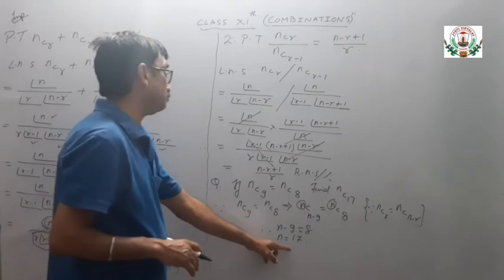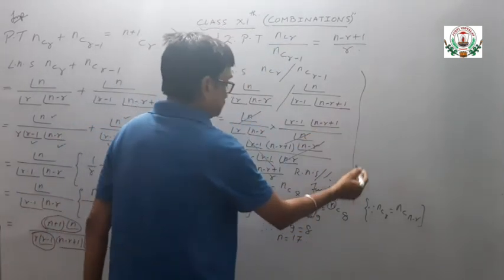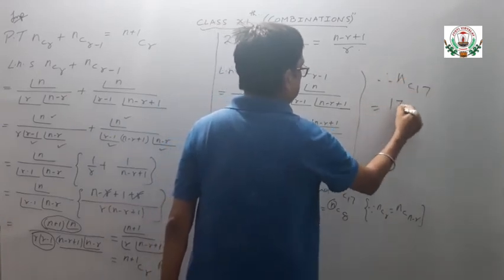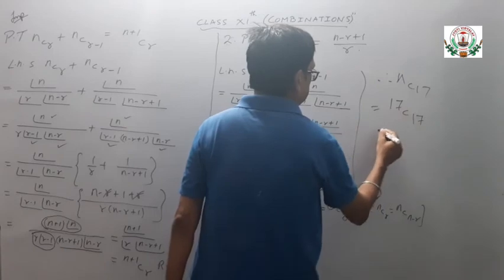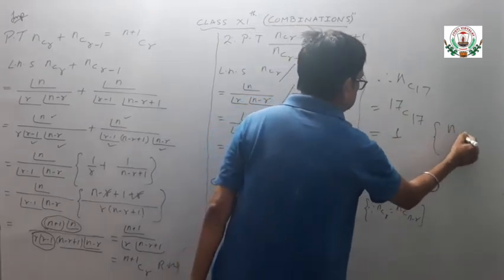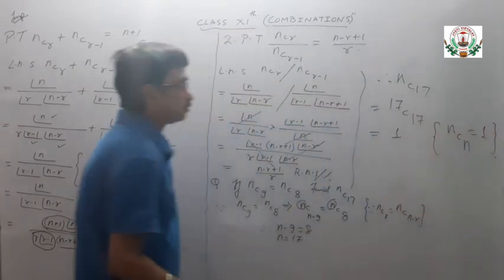So N value is 17 and we have to find out the value of NC17. So therefore NC17, 17C17, and 17C17 is 1, since NCn is 1. Okay?